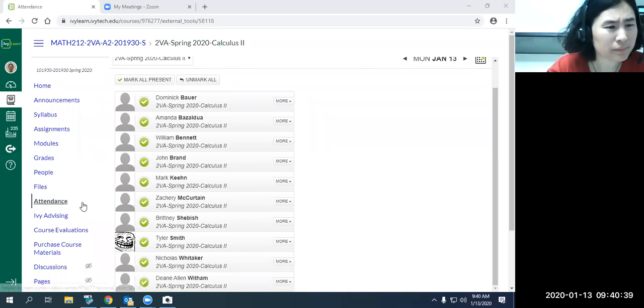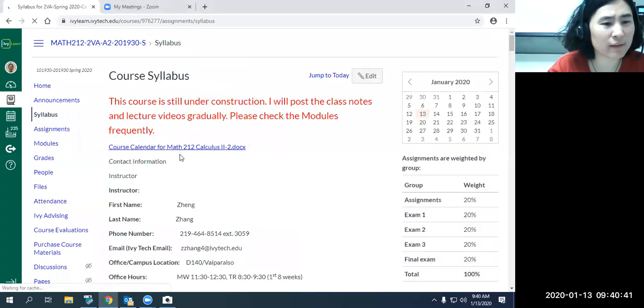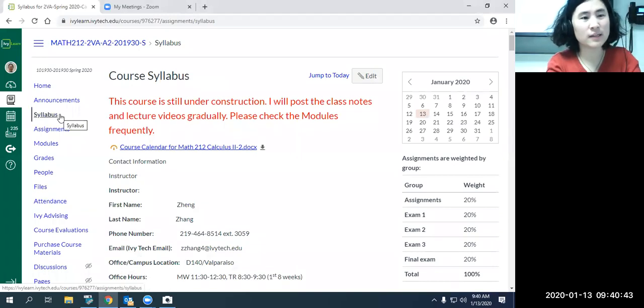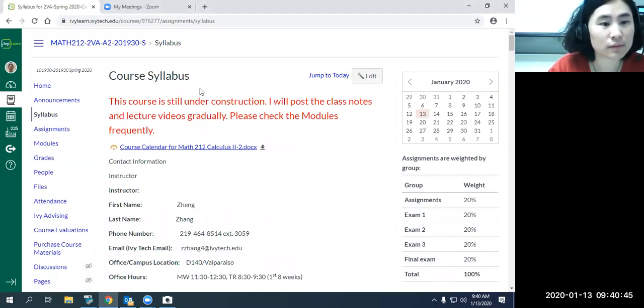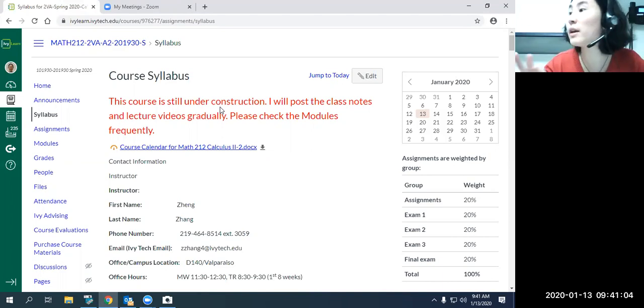All right, so let's look at the syllabus and then go over the important information, okay? This class is still under construction, because we are using a new textbook. This is the Stewart textbook, Early Transcendentals. Even though I have taught Calc 2 many times before, because of the new version of the textbook, I'm still adjusting notes. So this course is still under construction, okay.